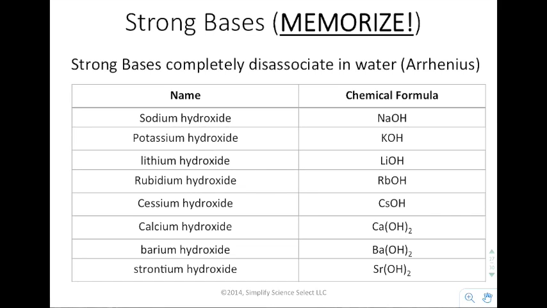Now the strong bases are even easier to memorize than the strong acids because they're all in the first two columns. If you look, you have the entire first group, and then you have part of the second group. So likewise, there are a little bit more bases than there are acids, but there are two main groups and it's fairly easy to memorize.